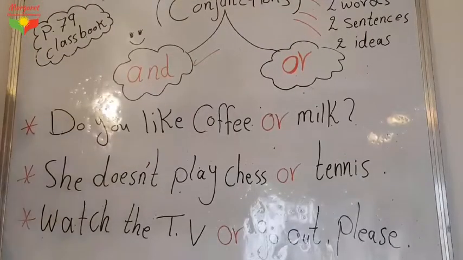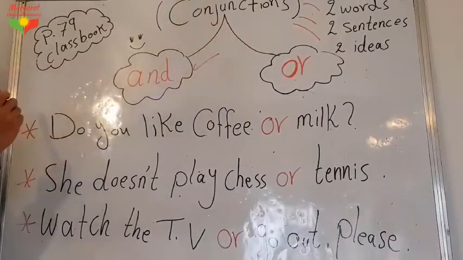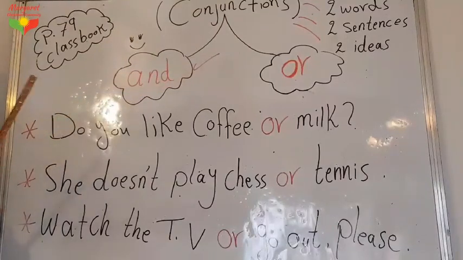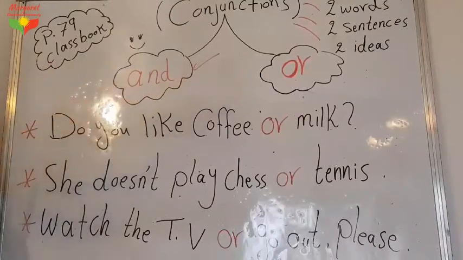Or also is one of the conjunctions like and, okay, but it's totally different than and in its using. So let me tell you how you should use or in these sentences. Or, okay, when you suggest somebody, when you give some option or two options to someone, you can use or.